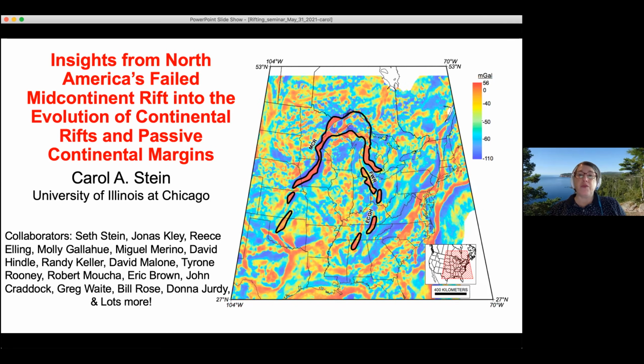Laurentia is the name for the assembled part of North America in the Precambrian. The name of this rift is the Midcontinent Rift, which is an awkward name, but nevertheless, it is the Midcontinent Rift in North America.